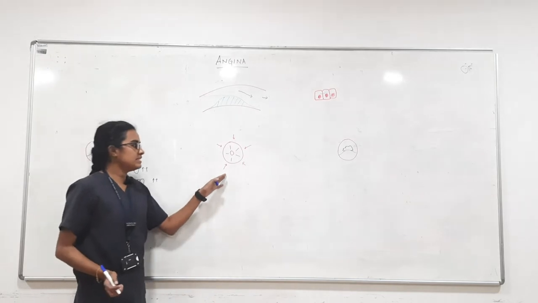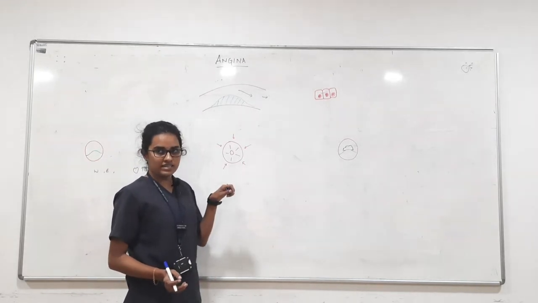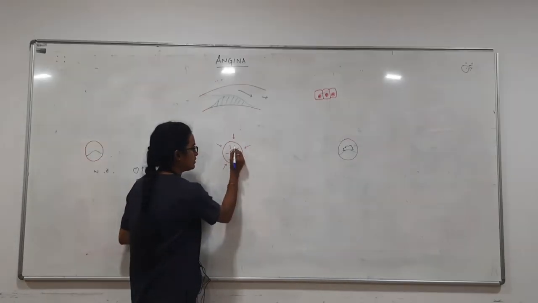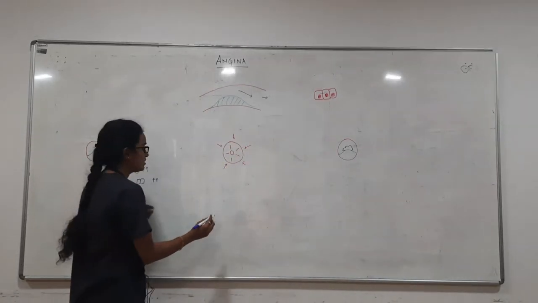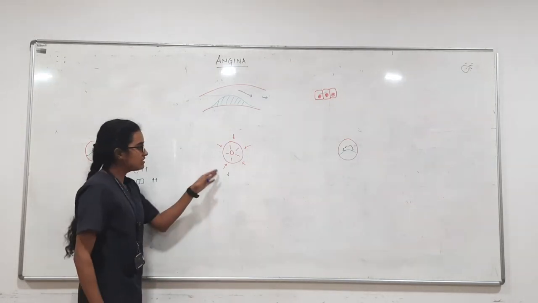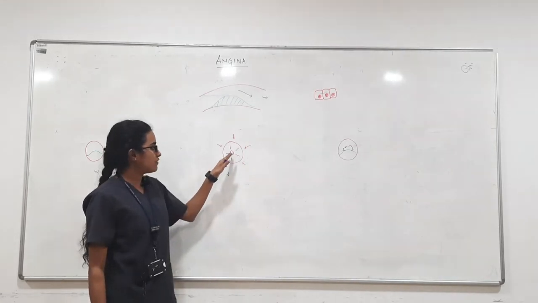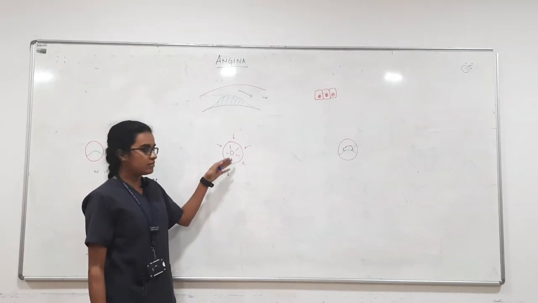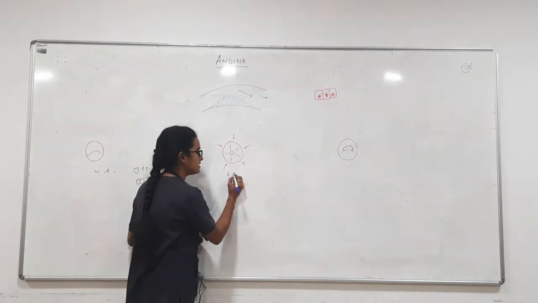Coming to Prinzmetal angina, this is where the blood vessel shrinks or contracts. So this is completely the blood vessel, but it contracts, which leads to decreased blood flow. In this case also, walking or other exercise is required. It won't be completely blocked because it is contraction, but oxygen levels will decrease in the cells.